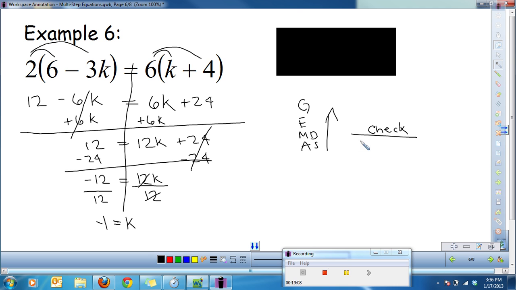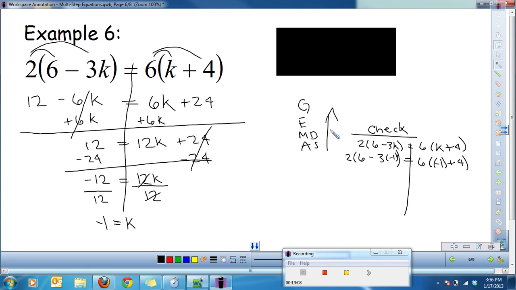Let's go ahead and check. I'm going to rewrite the original equation. 2 times 6 minus 3k is equal to 6 times k plus 4. Alright, let's check. Every time I see a k, I'm going to put in negative 1. And that's going to be equal to 6 times negative 1 plus 4. Oops, I forgot to use my parentheses to put it in. Alright, let's simplify the left side.